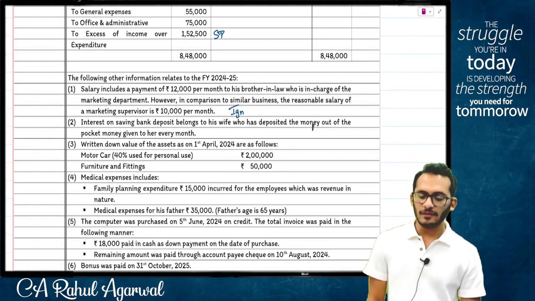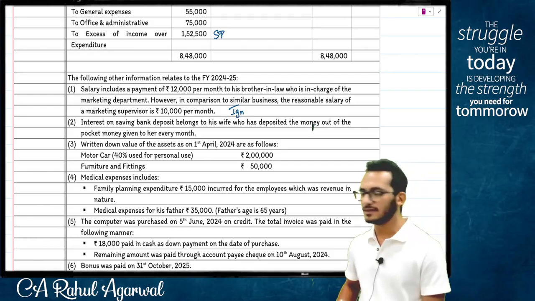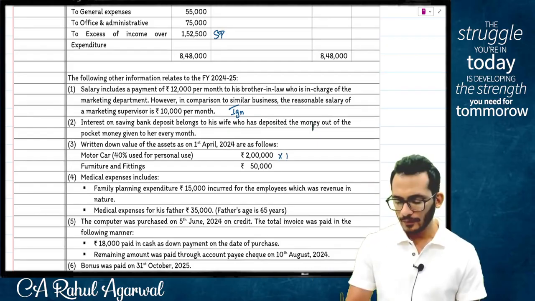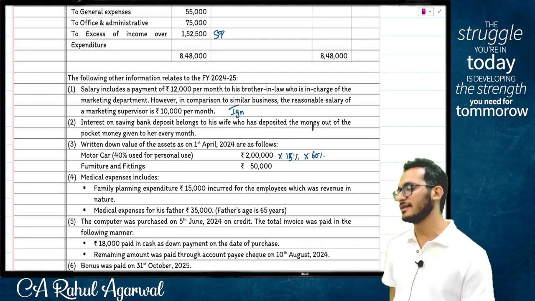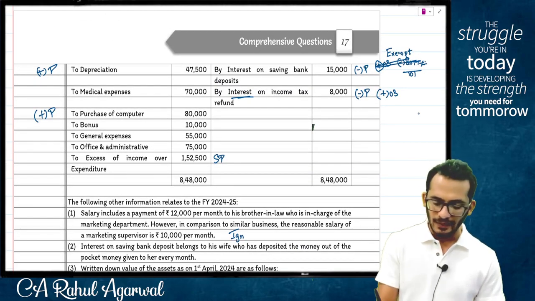Next, return on value of the assets are given to you. Motor car 40% is used for personal purposes, 2 lakh rupees. People, this is the return on value, which means I need to do depreciation at the rate of 15% into 60% only. But people, the moment I see this, I have to now go back and check my table because I have a motor car expense.